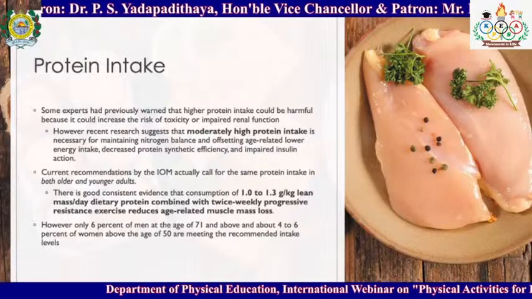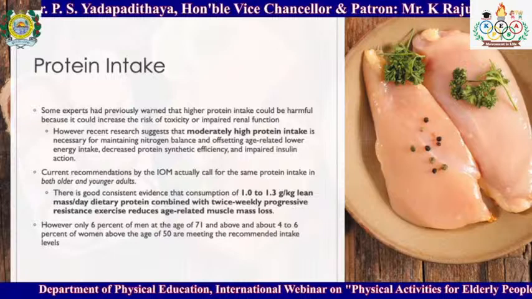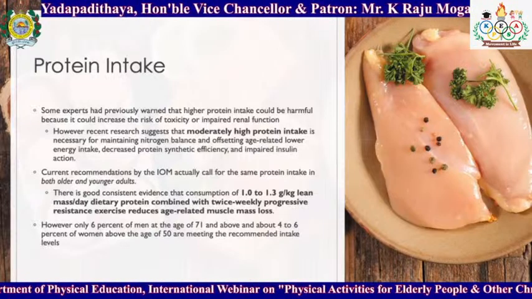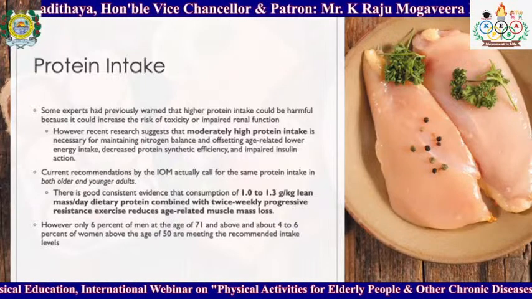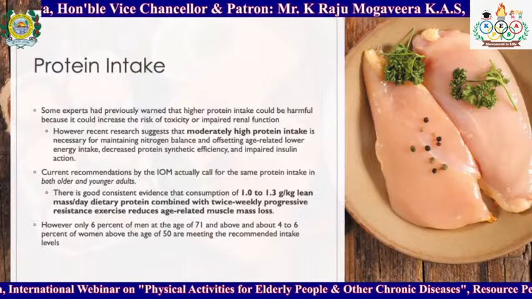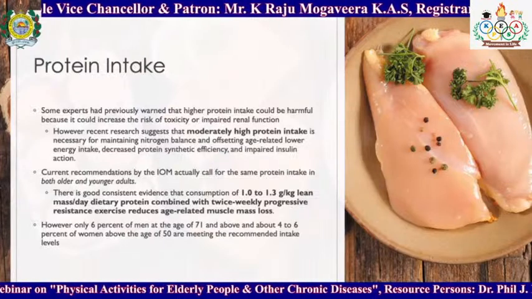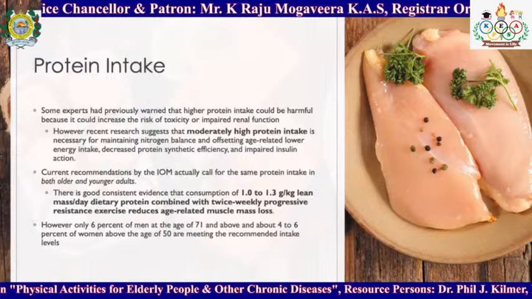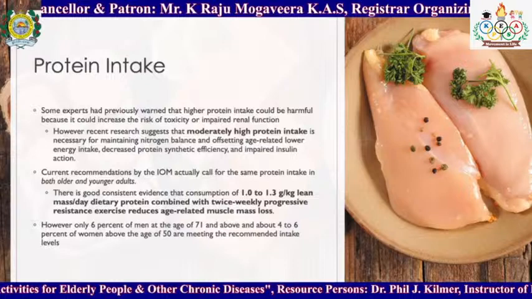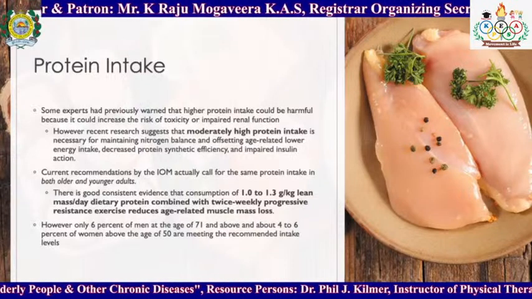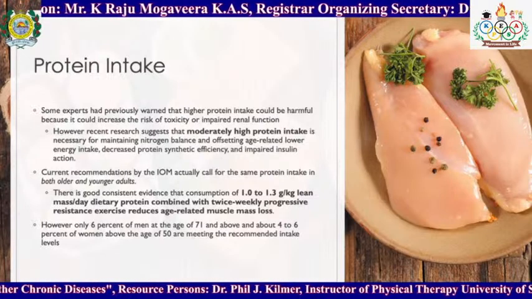So besides an adequate overall caloric intake, the main thing we need to really be worried about is protein intake. Now, at one time, it was held that there was a possibility of higher protein intake being harmful to our patients because of possible risk for toxicity or impaired renal function. That has largely been refuted. Recent research suggests that actually a moderately high protein intake is necessary for maintaining nitrogen balance and offsetting age-related lower energy intake, decreased protein synthetic efficiency, and impaired insulin action.